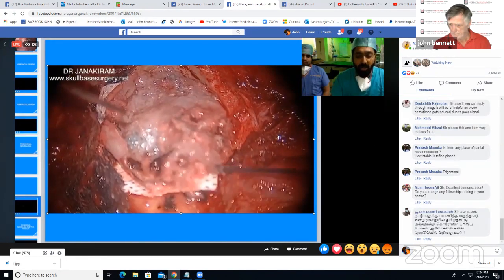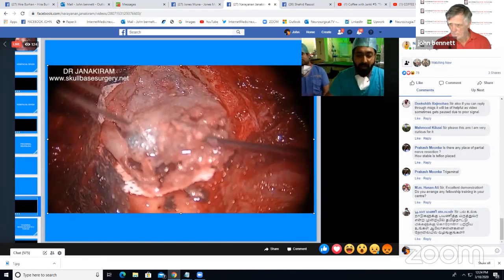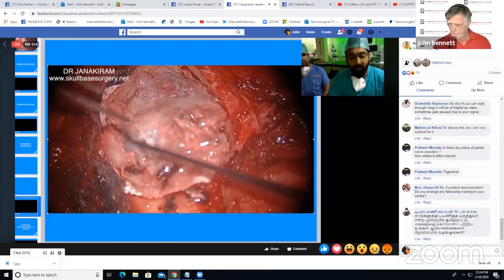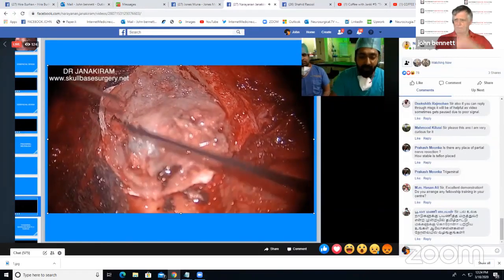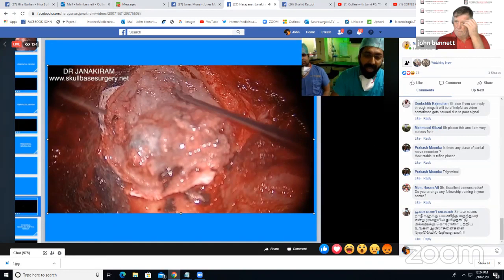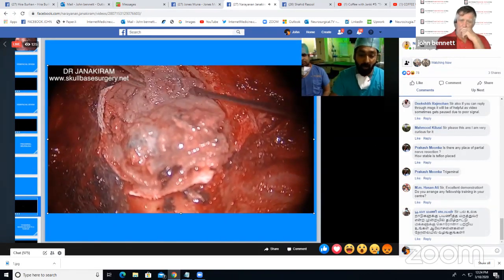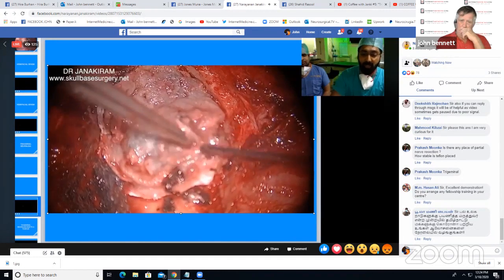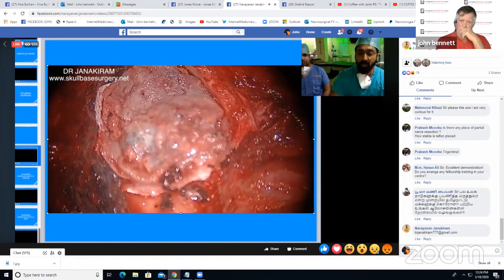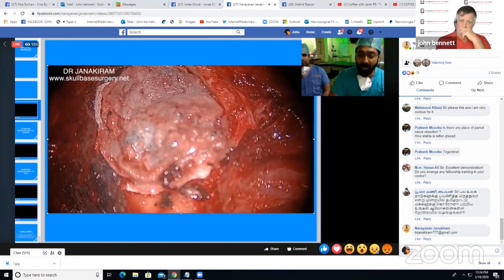Can you arrange any fellowship training? Yes, we have fellowship training. We have a 3 months fellowship, and we have a one year fellowship for neurosurgeons and ENT surgeons. In fact, today we did 4 skull-based cases. Almost every day we do skull-based surgery here. So we have fellowship programs. You can apply. I will give you my email ID.